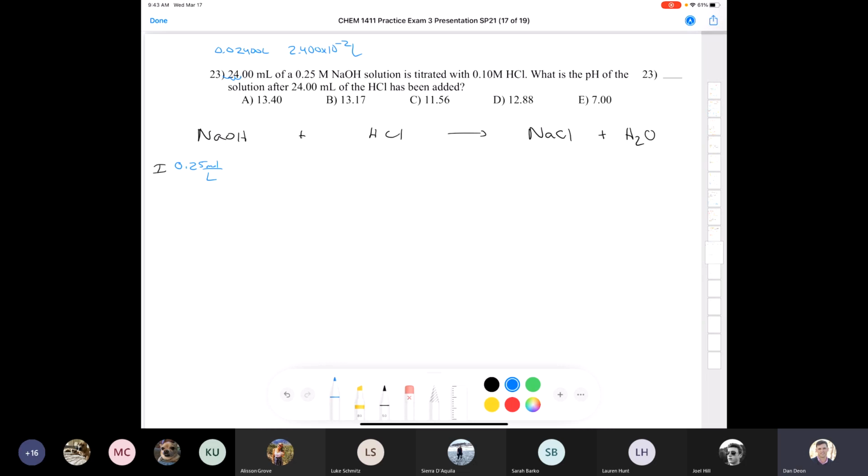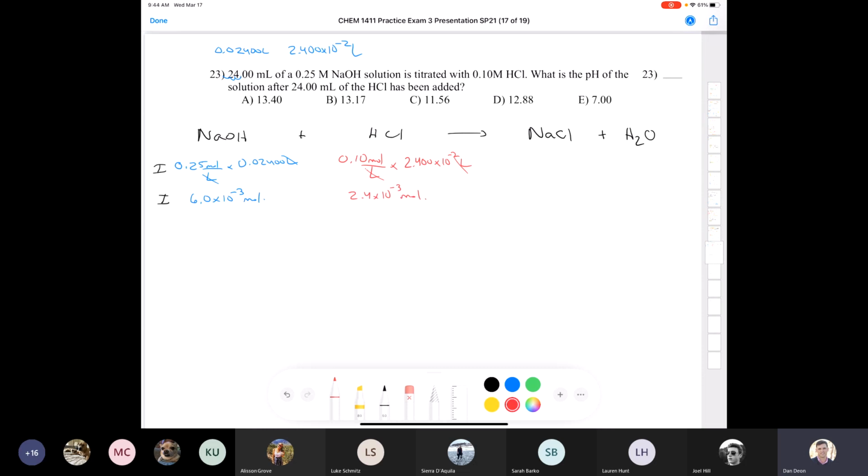Either way works. So I'll just put here 0.02400 liters. We multiply those together, and we end up with the initial amount of our sodium hydroxide as being 6.0 times 10 to the negative 3 moles. Again, that's initially what we're starting out with. We do the same treatment for our HCl. We have 0.10 moles per liter multiplied by 2.400 times 10 to the negative 2 liters, and we end up with 2.4 times 10 to the negative 3 moles.